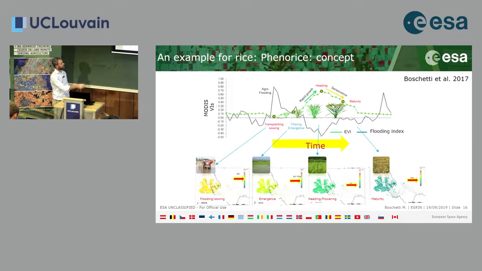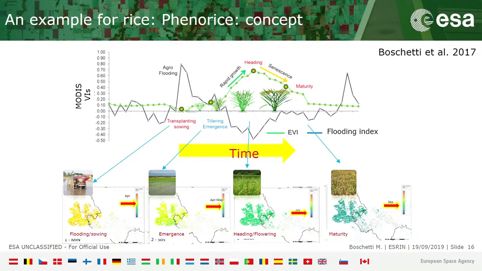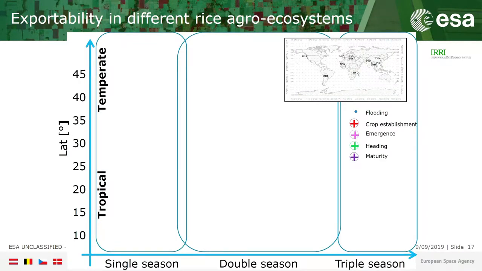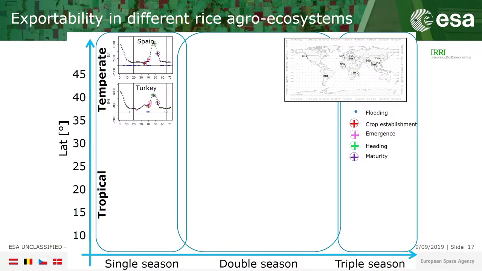So I just show you what we did in the past for regional application. Okay, this was rice. So this is the rice signal. Those signals you see here are a water signal because it's related to the flooding. Okay, so we were able to have a system that could automatically detect the crop establishment, when it was sown, the emergence of the rice, the heading, meaning the maximum of the flowering, close to the flower, and the maturity. Here is in temperate conditions, Spain and Turkey. Here it was in tropical conditions in Bangladesh.